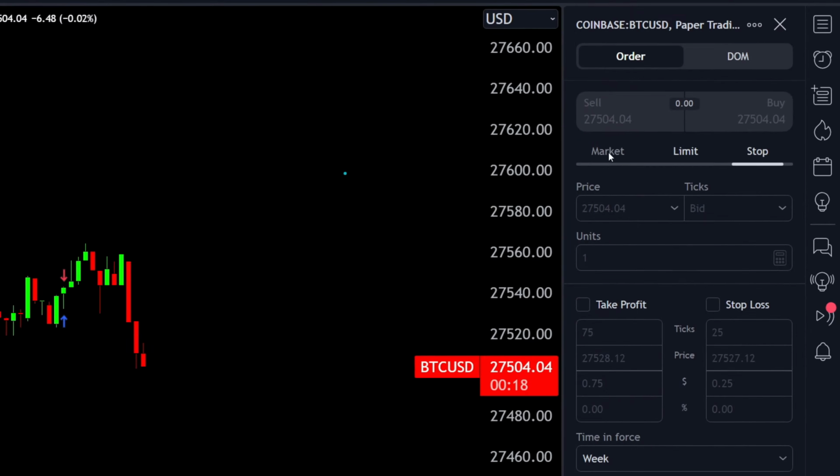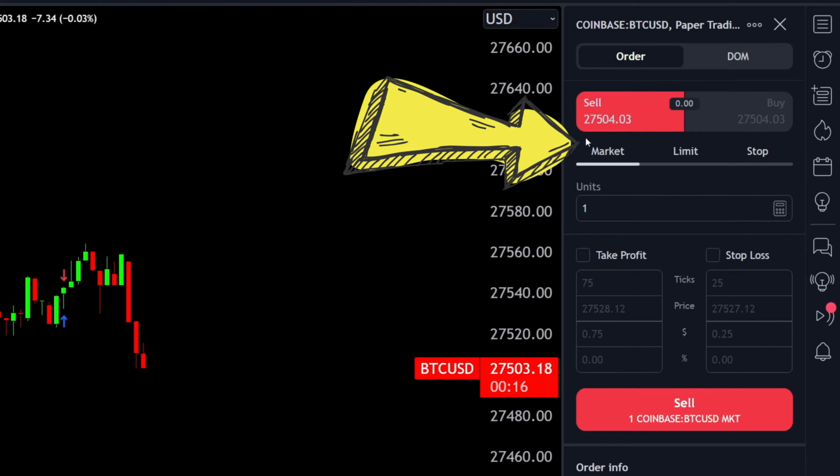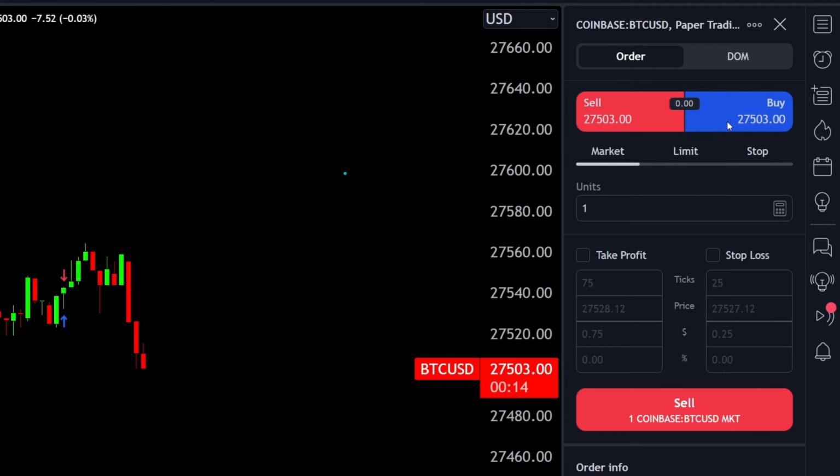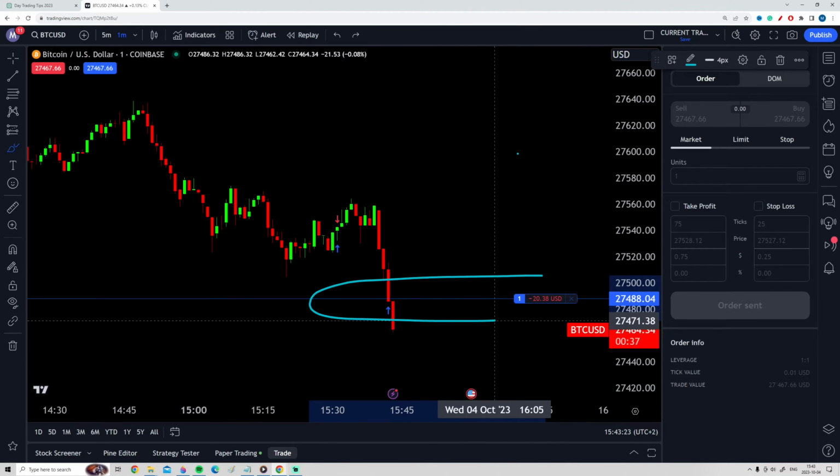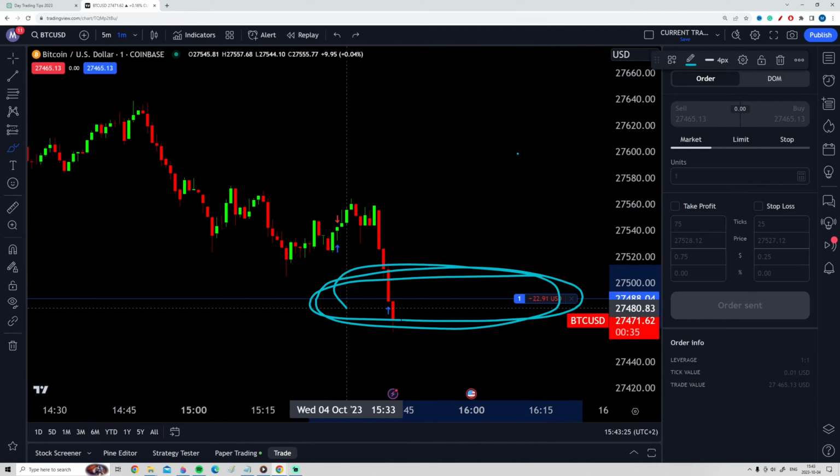This time we go to where it says market here, which stands for market order. And let's say we want to buy for where we are right now. You can see right now we are at 27,500. We can simply press buy. And as you can see, we bought at that price and we are right now in a trade.